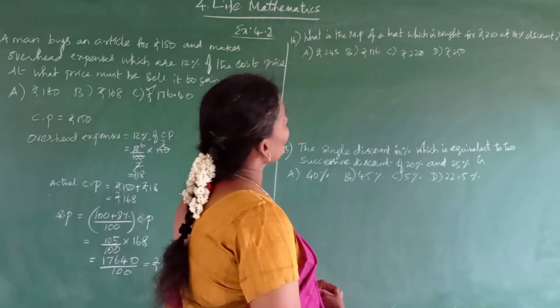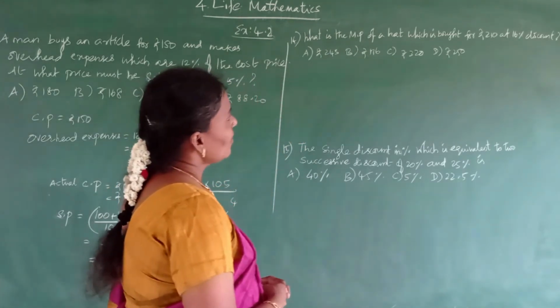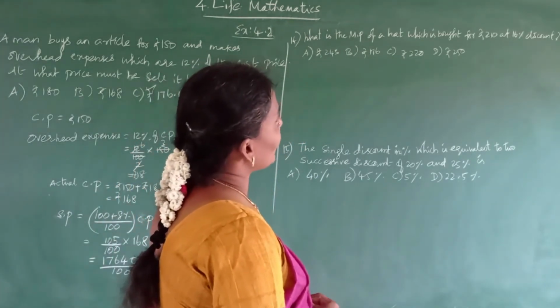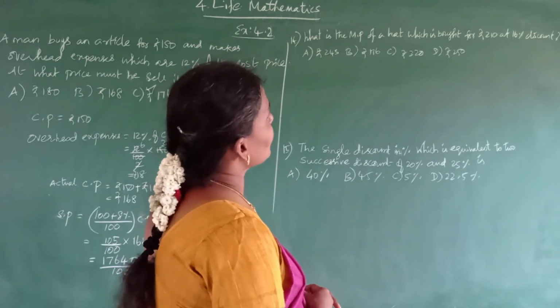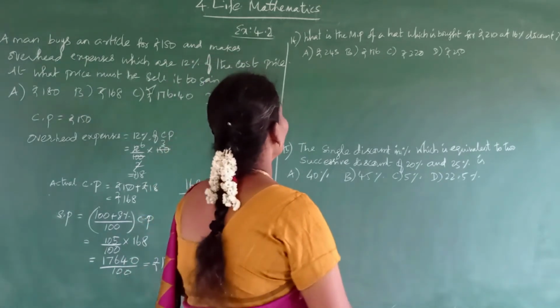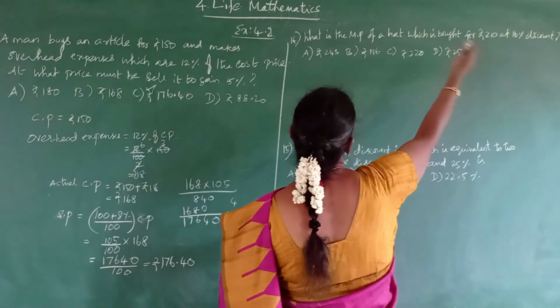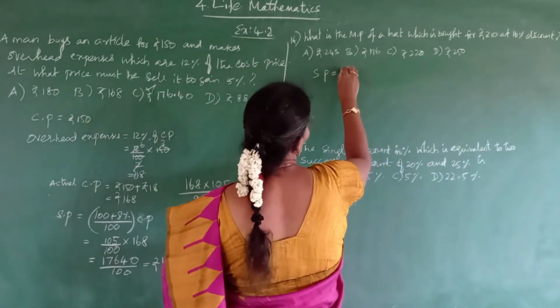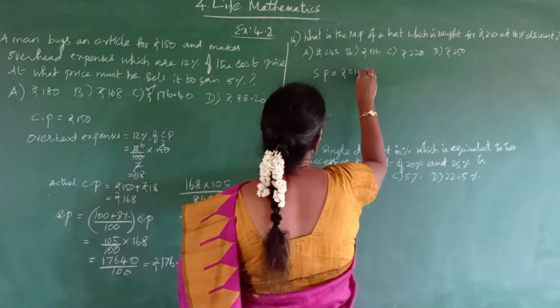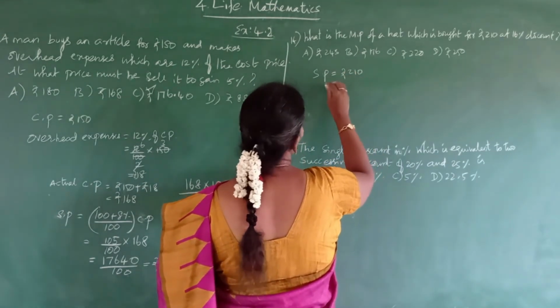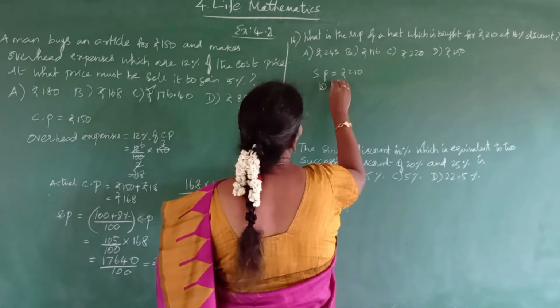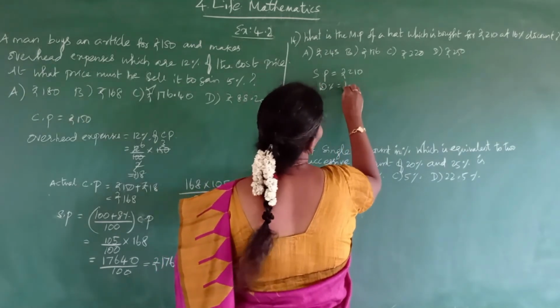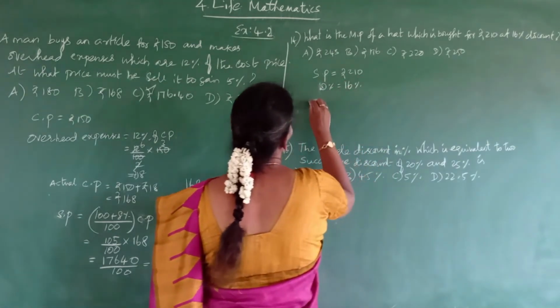What is the MP of a hat which is bought for rupees 210 at 16% discount? Your selling price and discount are given. You have to find out the market price. So what is the selling price? Selling price is equal to rupees 210 and discount percentage is equal to 16. Find out the MP.